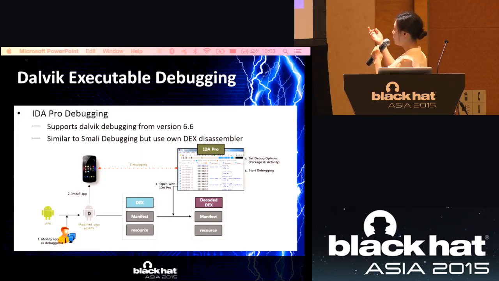Then IDA Pro gives the interpreted view of the classes.dex file, and it gives readable bytecode of the Dalvik executable too. The analyst should also set debug options like package name and activity names, and they can start debugging from IDA Pro. Then IDA Pro starts the application which was installed on the smartphone by the analyst, and the process waits for the debugger to be connected, and then IDA Pro can continue debugging.